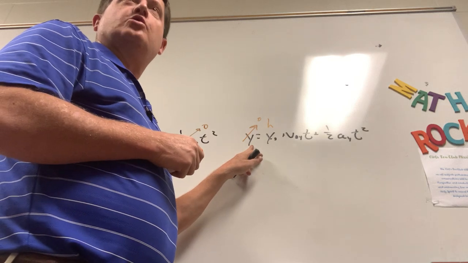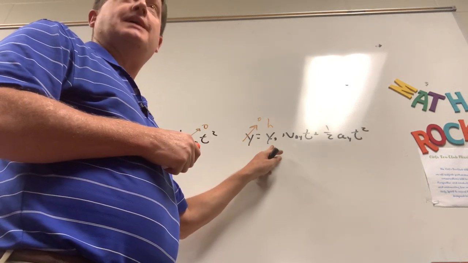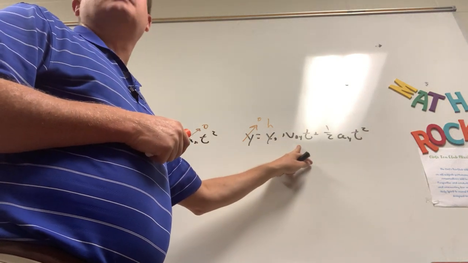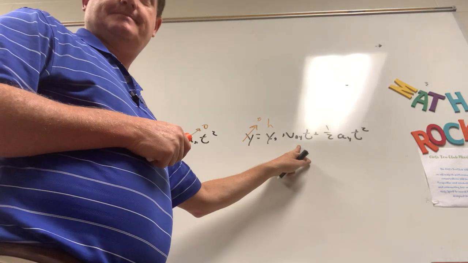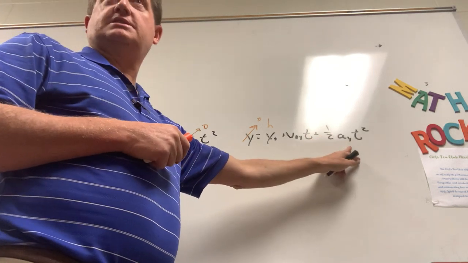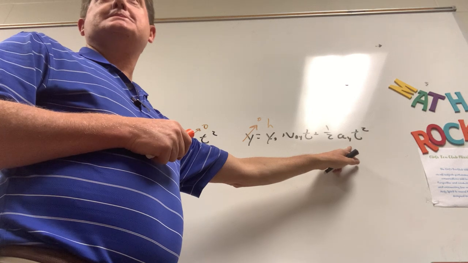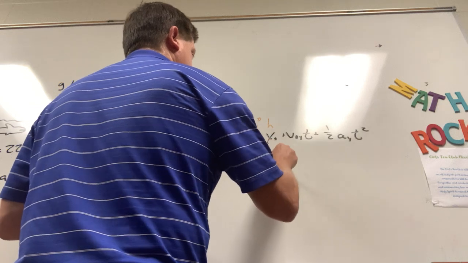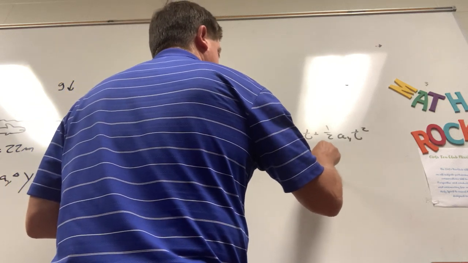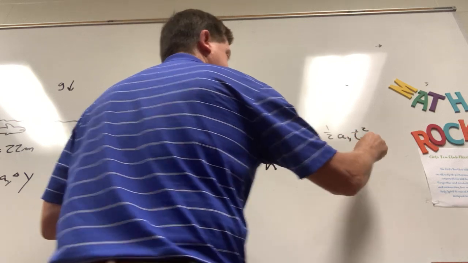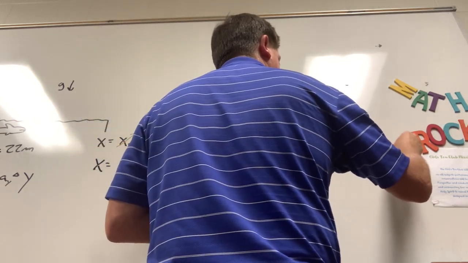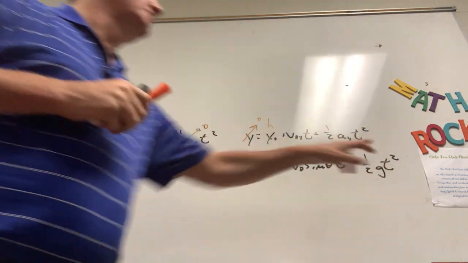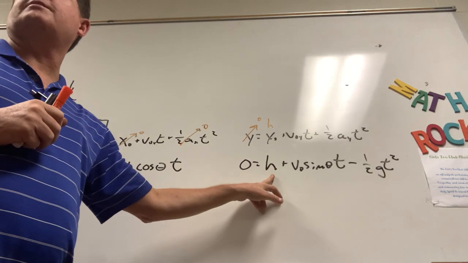So my ending vertical displacement is zero. My starting vertical displacement is a positive h. My starting vertical velocity is V naught sine theta. My acceleration is negative g. Zero equals h plus V naught sine theta t minus 1/2 g t squared. Now this bothers me some because I have a t squared here and I have no t here, so I can't factor it out.